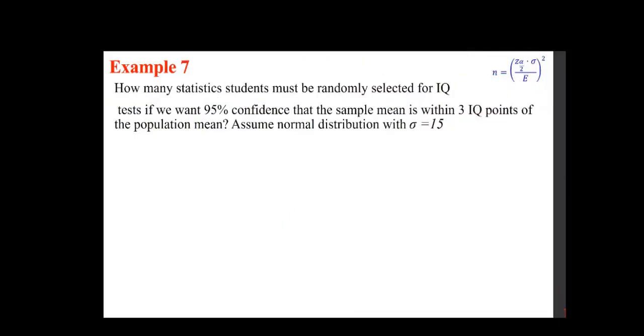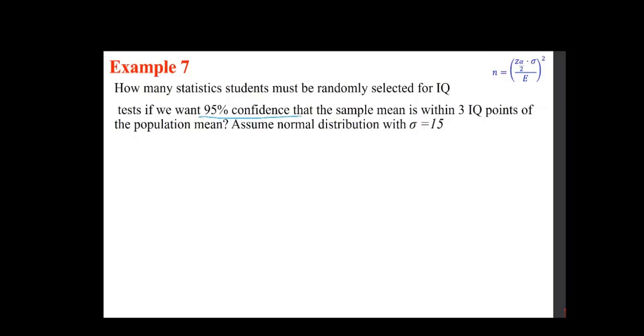How many statistics students must be randomly selected for IQ tests if we want 95% confidence that the sample mean is within 3 IQ points of the population mean? Assume normal distribution with sigma equal to 15. We want to make sure we understand what's given. So as we look at the question, the very first number is 95% confidence, okay?